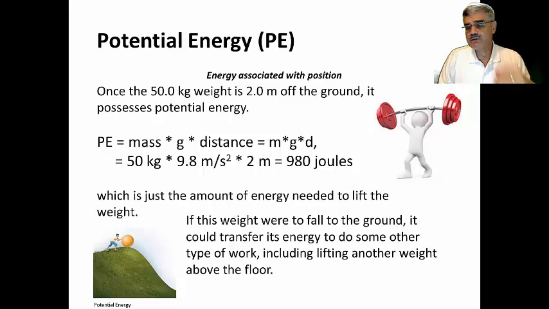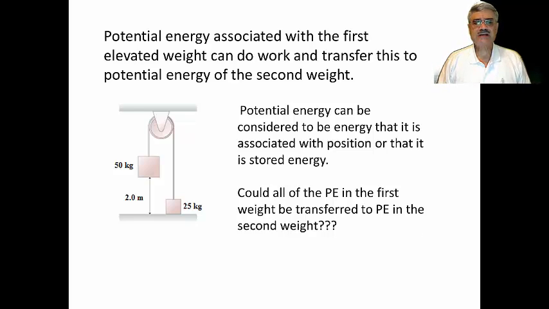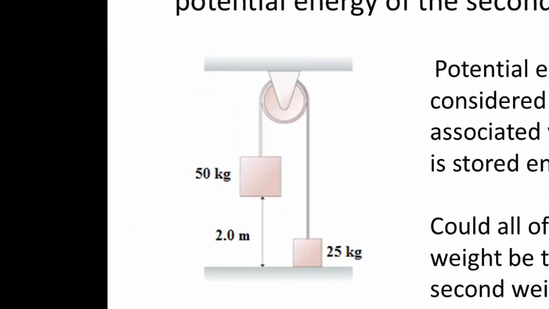If this weight were then allowed to fall to the ground, it could transfer its energy to do some other type of work, including lifting another weight above the floor. Well, how might this be done? In this slide, we show an example of a pulley system. Let's say that the first weight on the left, the 50 kilogram weight, is lifted by our weightlifter 2 meters above the ground. And we have a pulley system, and it's connected to a second weight.